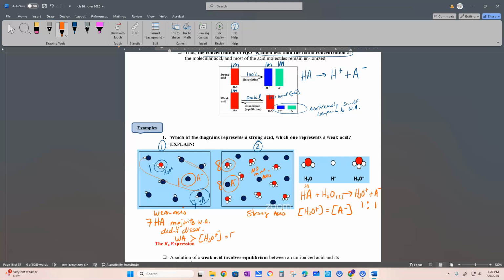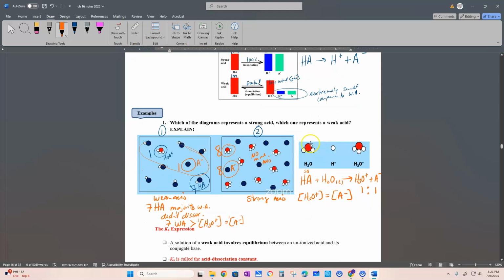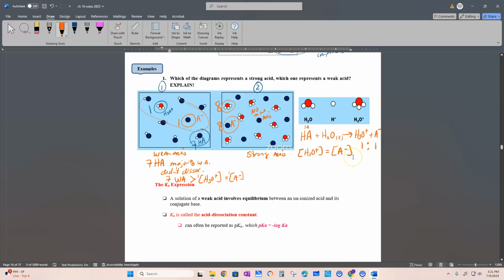But the hydronium is going to be equal to that conjugate. I have way, way, way more. I have 7 of these versus 1 of each of those. So that's how I know the weak acid is still intact. Okay? So if you don't have a particle diagram, what else can you use?